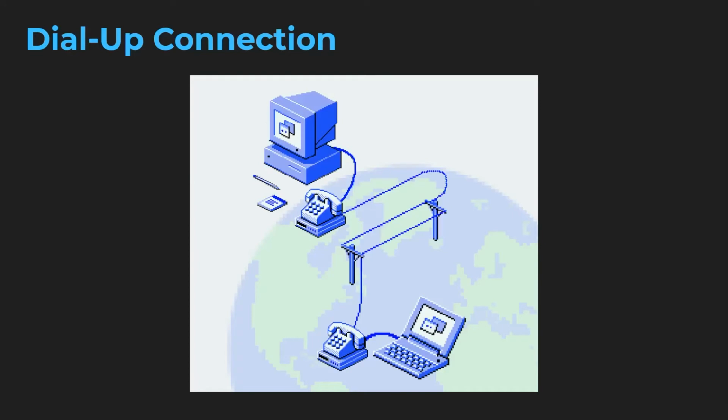The first way of connecting to the internet that we're going to talk about today is a dial-up connection. Dial-up connections are accessed via phone lines. So you cannot use the phone and the internet at the same time with this method. It is very slow and it is used rarely nowadays.